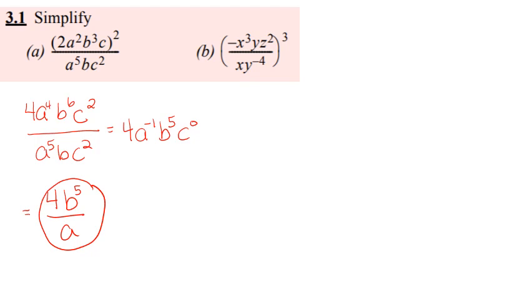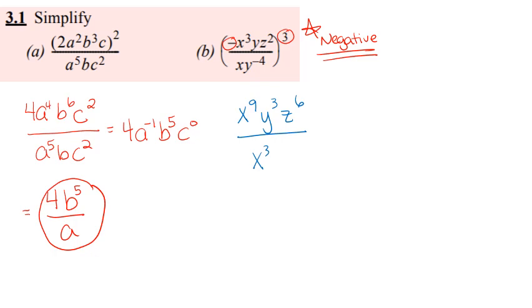Okay, our next example, this negative sign is being raised to an odd exponent, so you know your final answer will be negative, so just keep that in mind. And now I'm going to continue with the problem. So this would be x to the 9th, y cubed, z to the 6th. I multiplied the exponents. And the denominator, which is also being raised to the exponent because it's in the big parentheses, will be x cubed and y to the negative 12.